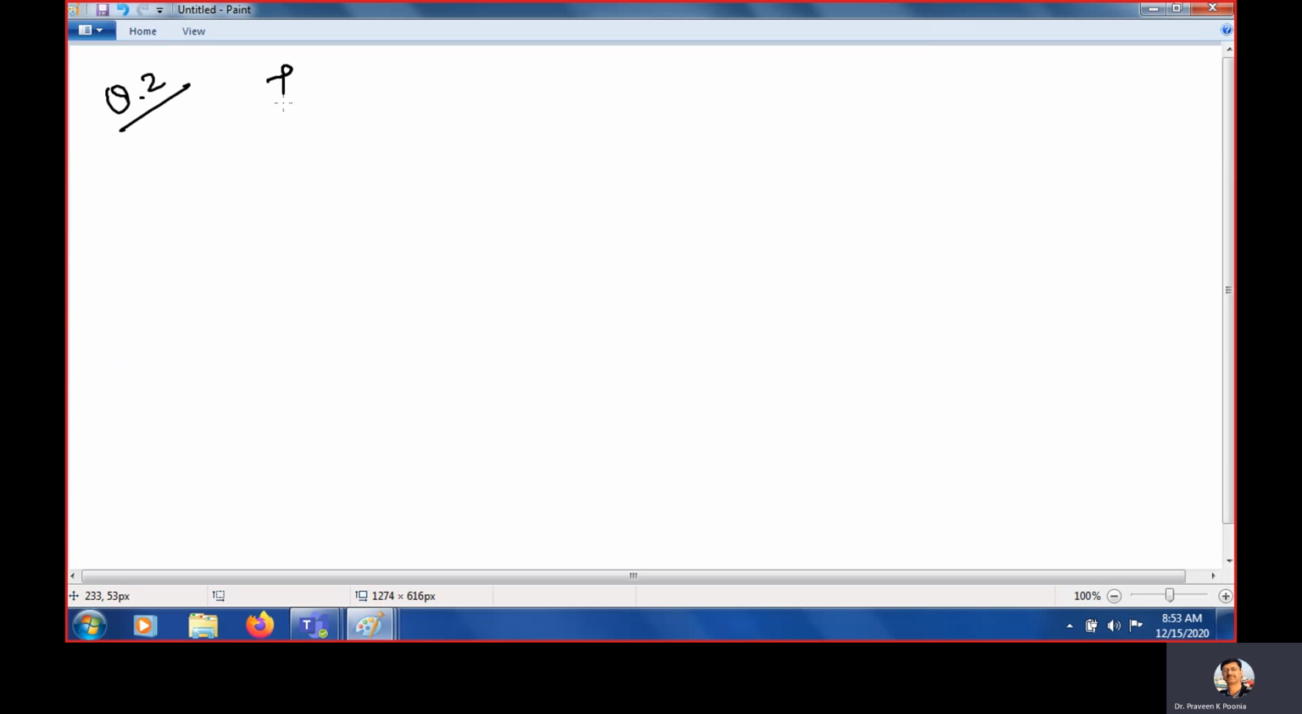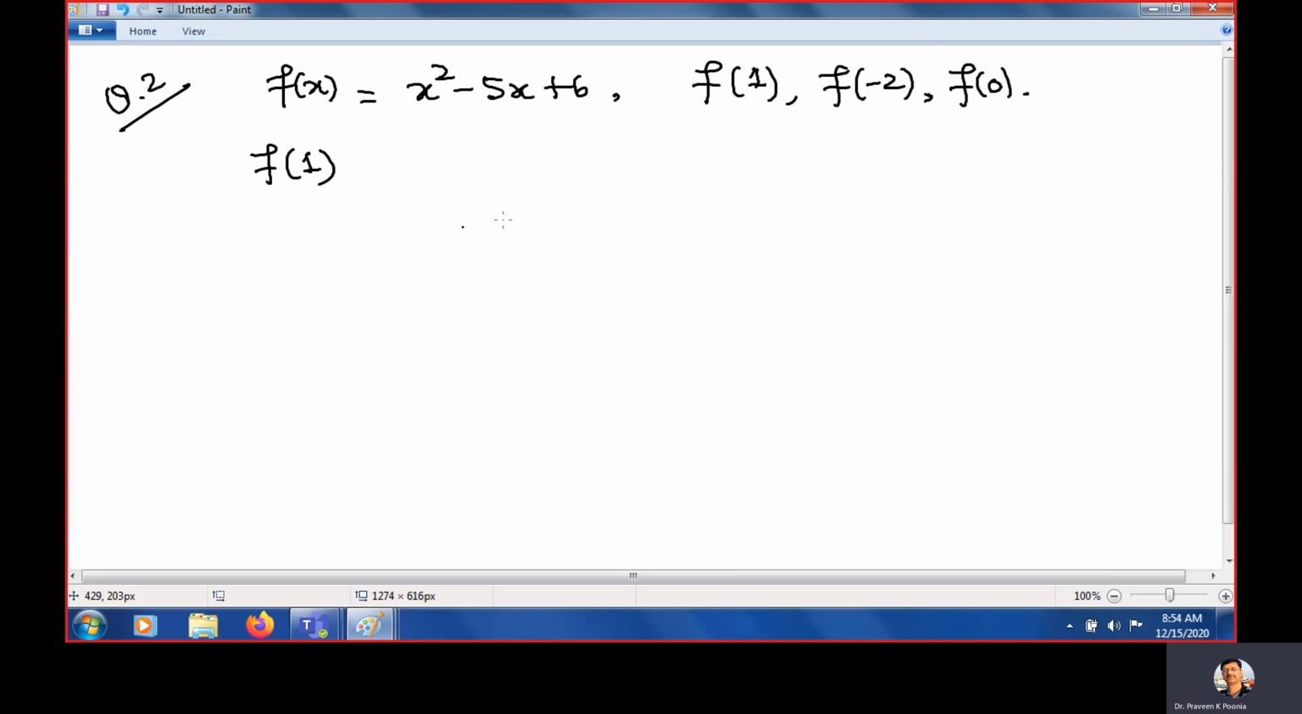Okay, now we'll take another question, question number 2. Say a quadratic function is given, let us say f(x) = x^2 - 5x + 6. Find the value of f(1), f(-2), and one more question we will write here, f(0). So f(1): put x = 1, 1^2 minus 5 into 1 plus 6. 1 power 2 is 1, 5 times 1 is 5, plus 6. Now simplify: 6 plus 1 is 7, minus 5 is 2. This is the value of f(1).